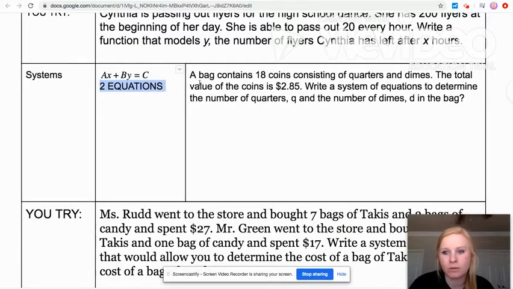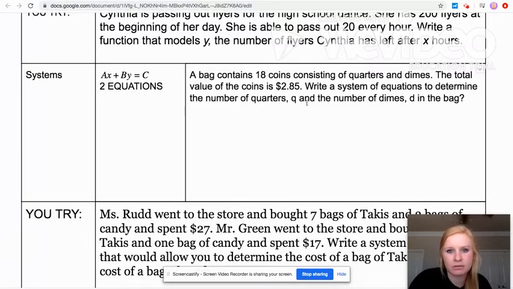The very first thing we know is there's going to be 2 variables within this problem. So let's read it. It says a bag contains 18 coins consisting of quarters and dimes. The total value of the coins is $2.85. Write a system of equations to determine the number of quarters Q and the number of dimes D in the bag.